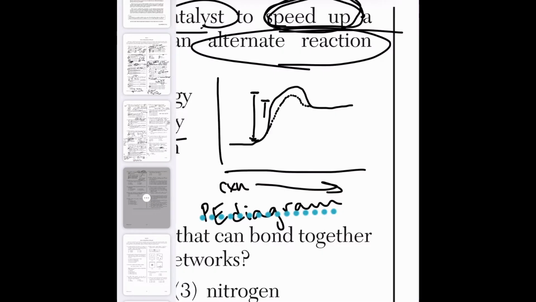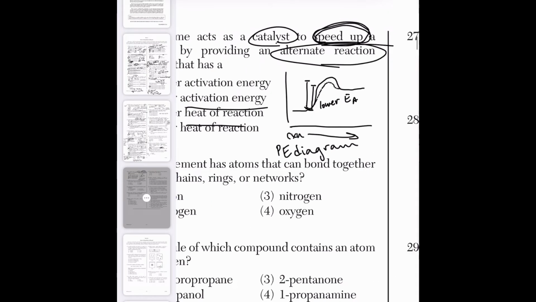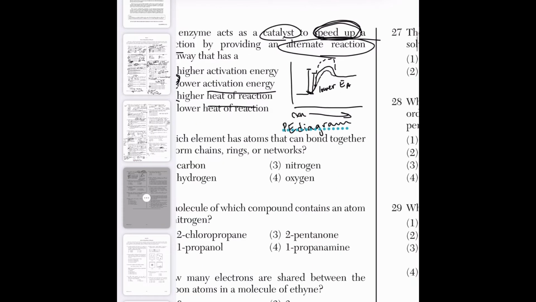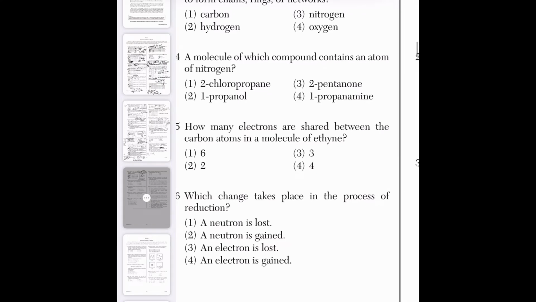It will lower the activation energy, E sub A. That makes it easier, right? If you increase the activation energy, that would make it harder for the reactants to overcome that energy barrier. That would definitely not speed up the reaction.